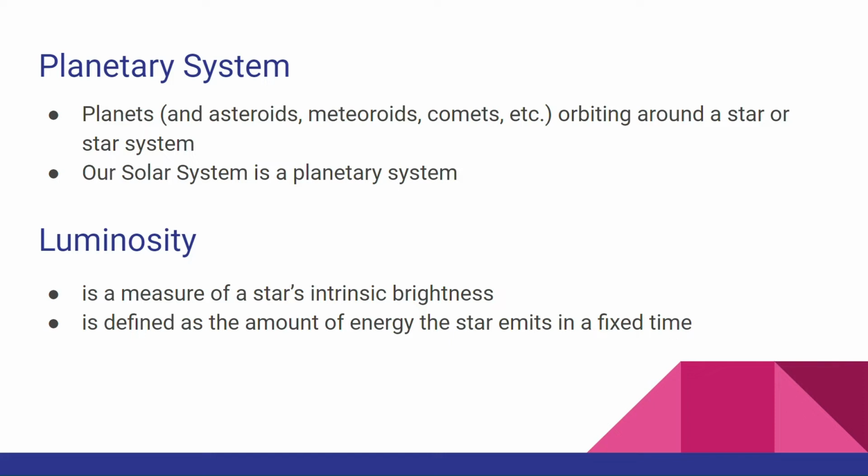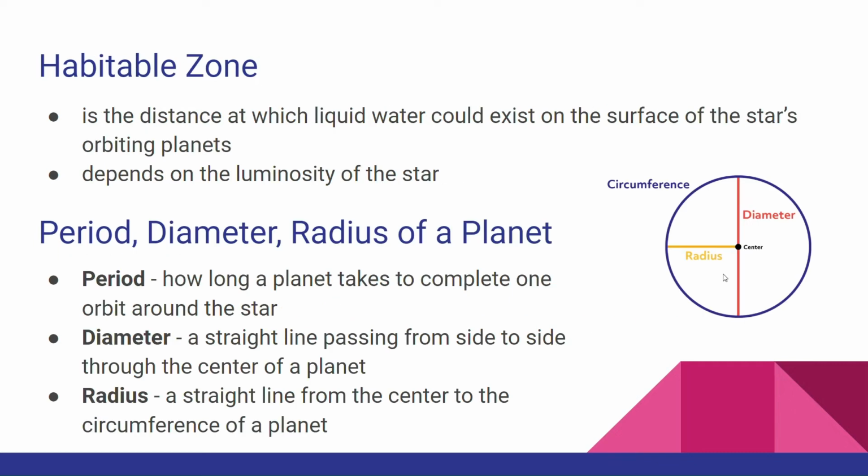And next, let's talk about luminosity. This is a measure of a star's intrinsic brightness. It's defined as the amount of energy that a star emits in a fixed amount of time. Next, let's talk about the habitable zone. This is a distance at which liquid water could exist on the surface of a star's orbiting planet, which is very important when we're looking for planets that may be able to sustain life. And this distance usually depends on the luminosity of the star that you're looking at.